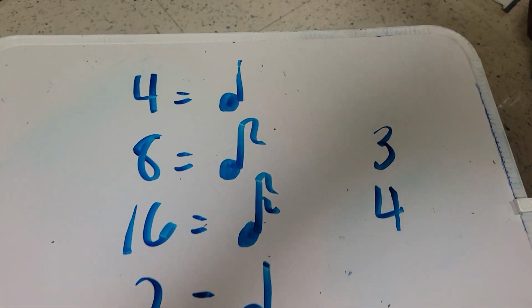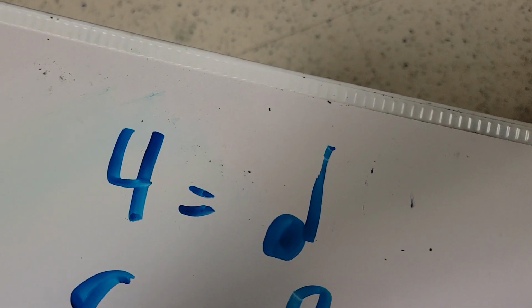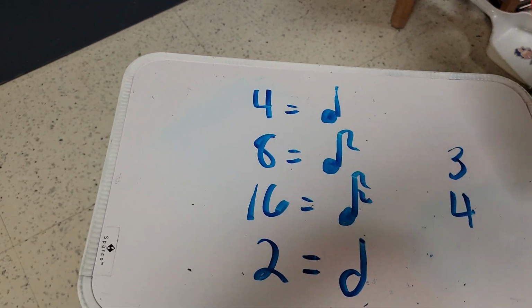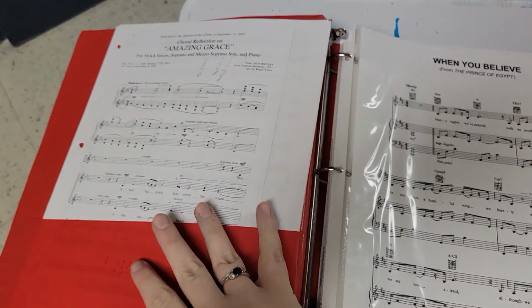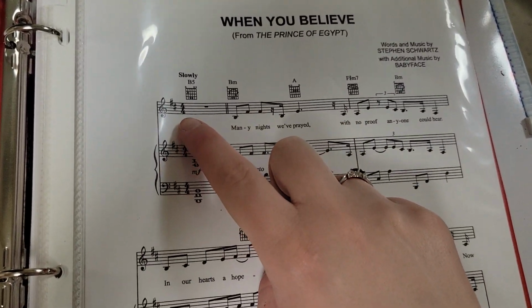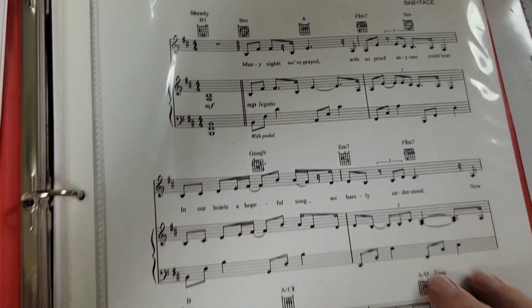Let's look at some other meters and some music just so you can be familiar with what it would look like in printed music, because eventually we will do analysis of different types of sheet music that you see. All right, so this is a piece from The Prince of Egypt. The 4/4 is here, it's common time. So quarter note gets the beat, and there are 4 beats per measure.